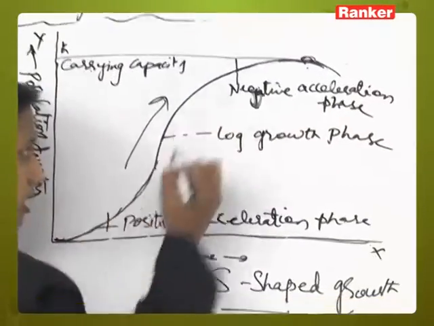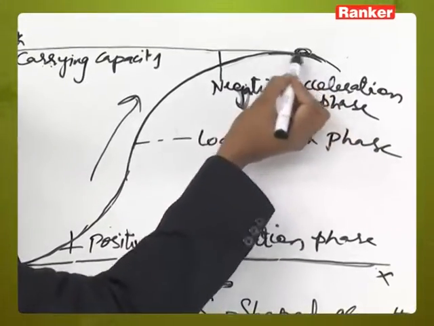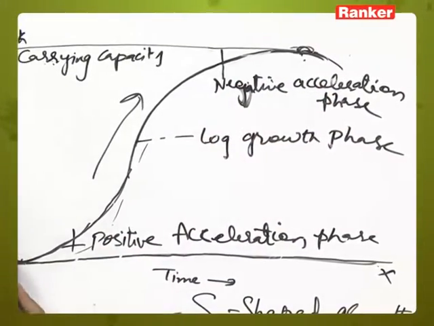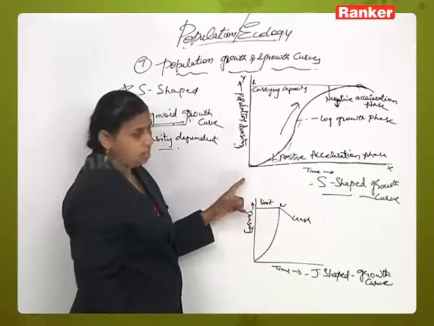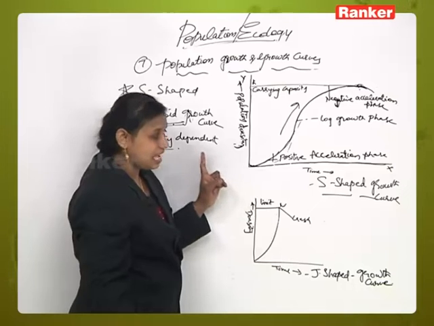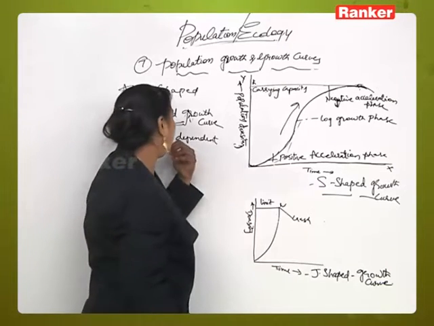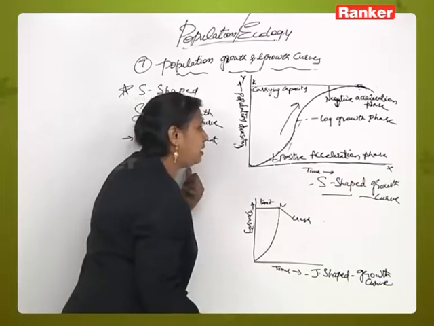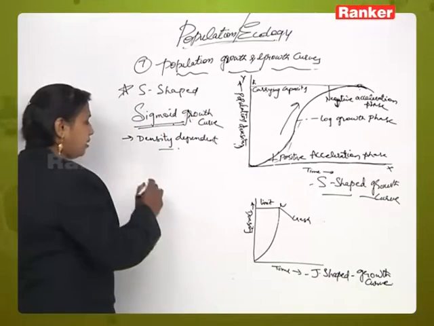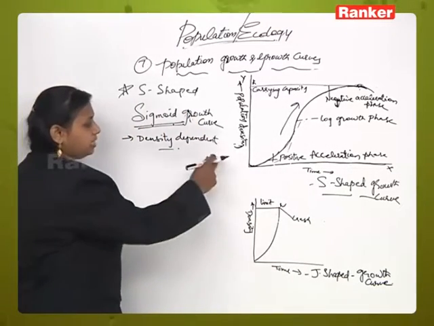As it is there, it is giving the form of S. If you observe slowly, you will see the form of S, right? So this is why it is called the S-shaped growth curve or sigmoid growth curve, and it is also called a density dependent growth curve. It depends on the number of individuals present in the population.